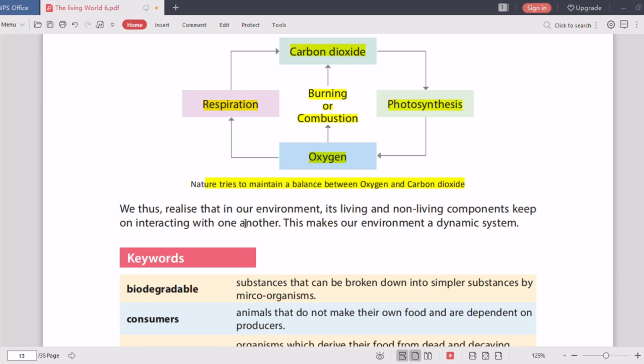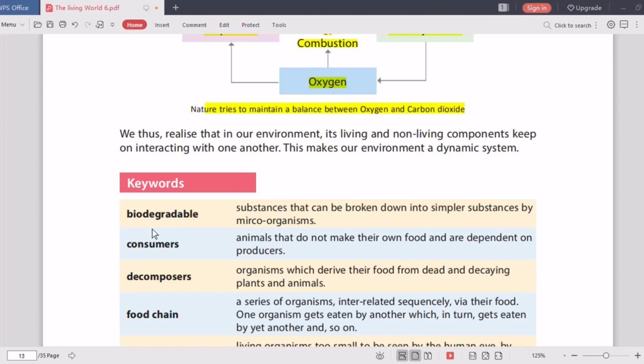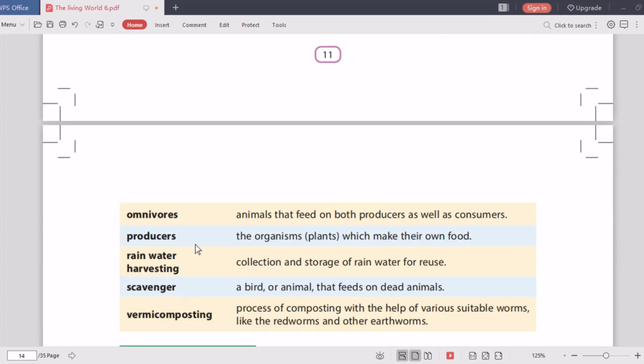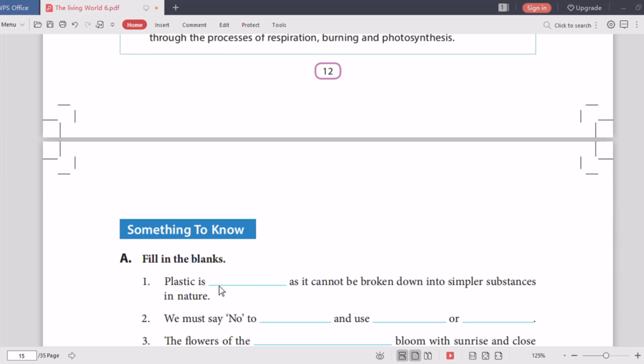Thus, we realize that in our environment, its living and non-living components keep on interacting with one another. This makes our environment a dynamic system, meaning an interacting system between the biotic and abiotic components. So these are the keywords: biodegradable, consumer, decomposer. We have to learn this. And question answer we will do in the third part.